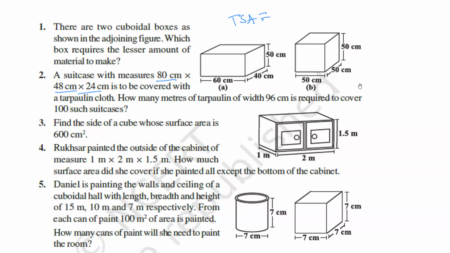So could you explain this? Just find it with the formula. What is the formula of total surface area? 2 of LB plus BH plus HL, right? This is L, this is B, and this is H. Fine, using this formula.